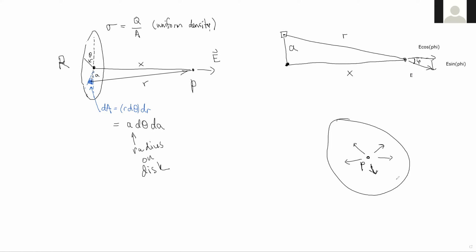Can you say that again? What did you say? Can you repeat what the E sine phi thing is again? It's this component of the vector here, of E.